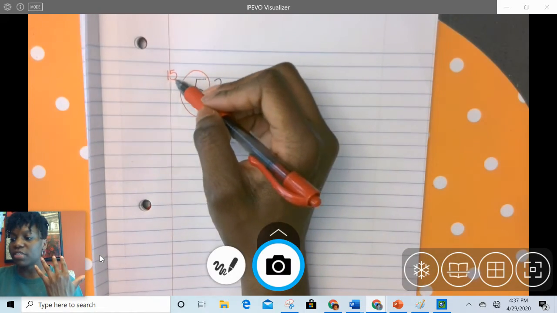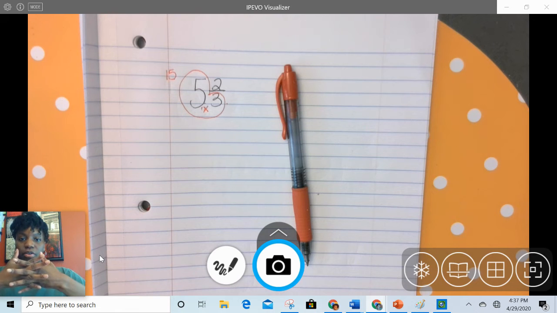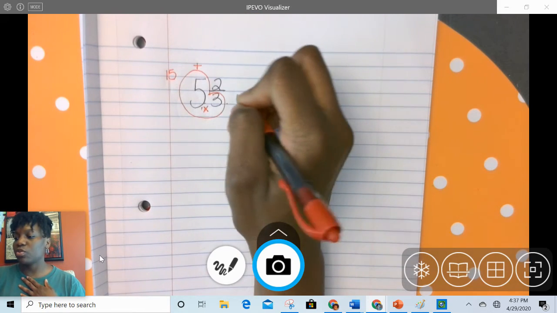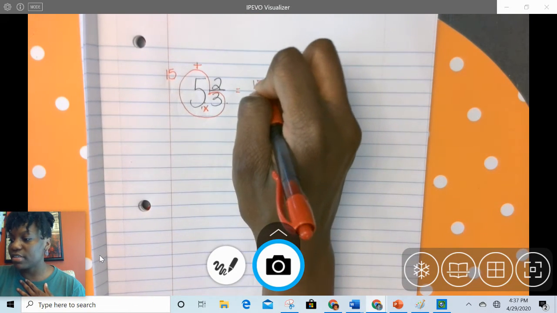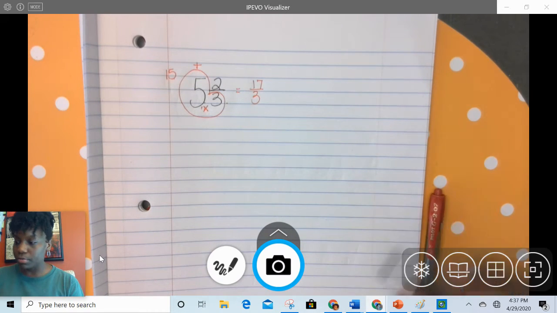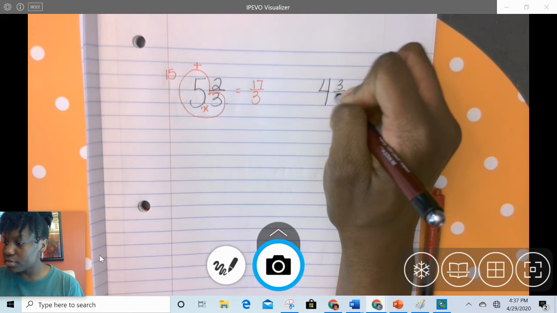Now I'm going to take these 15/3 and the 2/3, and I'm going to combine them together. And hopefully you remember that to combine, we're going to add. So 15/3 plus 2/3 is going to give us 17/3. And that's our improper fraction. Let's try another problem. Let's go with 4 3/5.